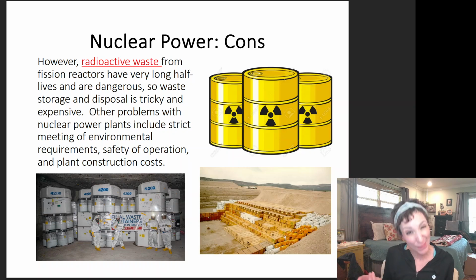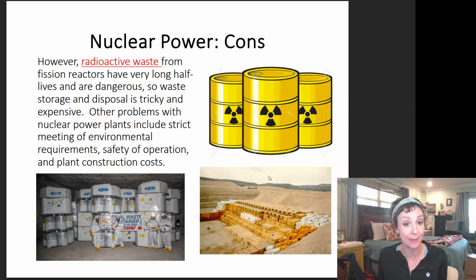But there are some cons to nuclear power because the process of fission does create some waste that is radioactive in some way. Okay, now we can confine them in barrels, but what do we do with these barrels? Because these products have a really long half-life, which means they're gonna hang around for a long time and be dangerous. So waste disposal and storage of these waste products is super tricky and expensive.